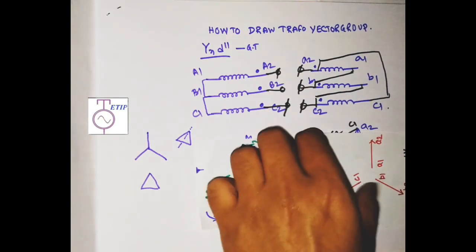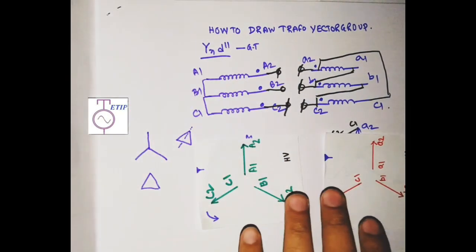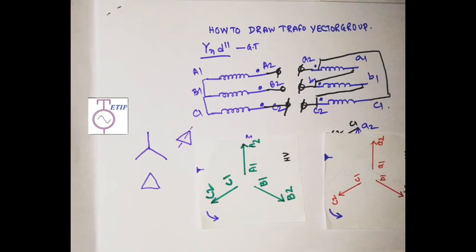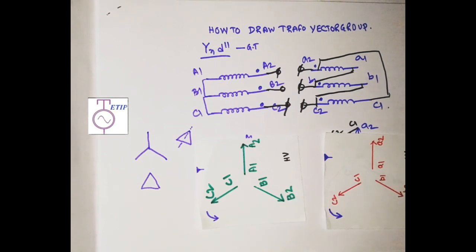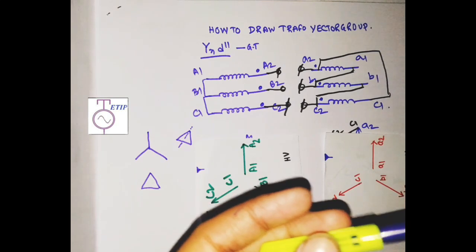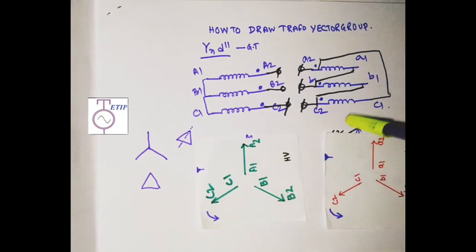If you follow this method, you can easily figure out any type of vector connection, any type of vector group. It will be no issue. Why is it required? Because the transformer manufacturers need to know this.